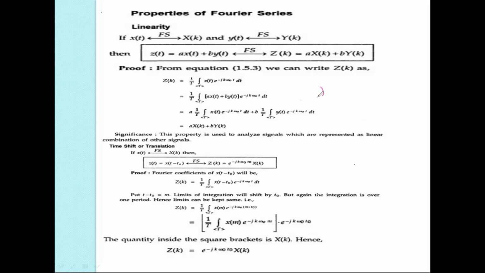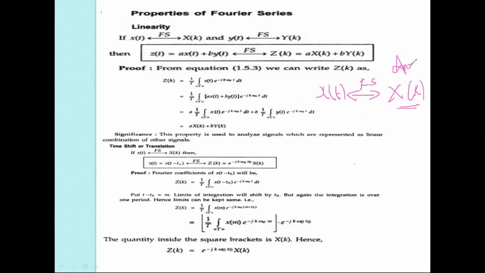x of t has a Fourier series relation with X of k. X of k is the analysis equation and x of t is the synthesis equation. Using these two relations, mostly for the Fourier series, we are using this exponential Fourier series only for analyzing. All the properties also I have to prove by using the analysis and the synthesis equation.